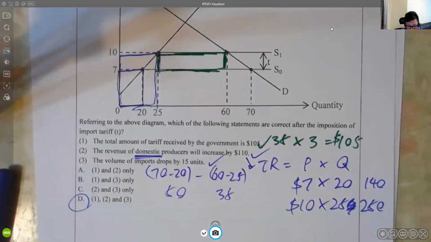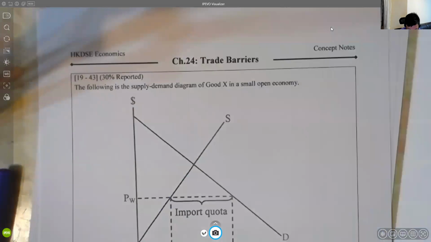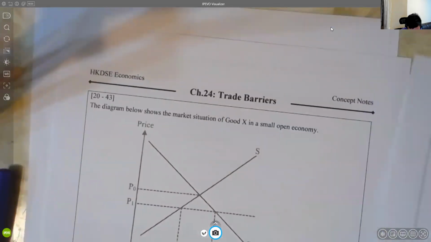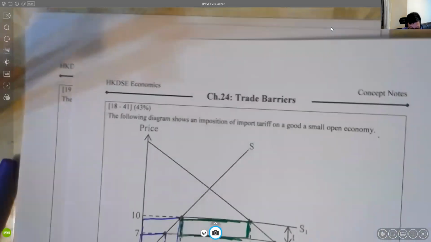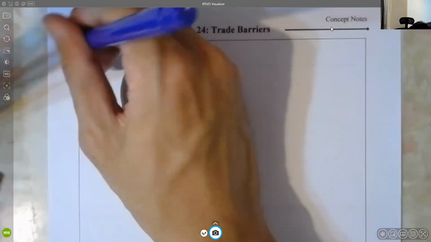Is there any more tariff? No, there should be no more tariff. Okay, no more tariff. Now, let us go back to a more difficult topic. You see, tariff is actually not that difficult, because the more difficult one is actually quota. Quota is a little bit complicated.